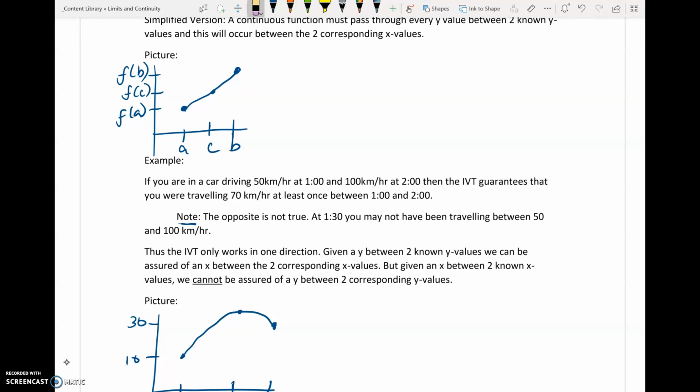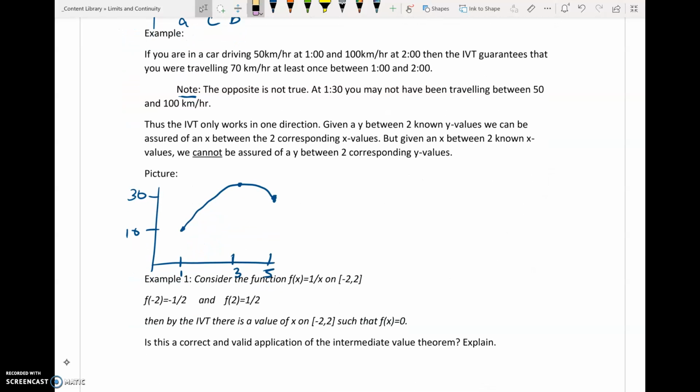But you can't go the other way around and say that at 1:30, you've been traveling between 50 and 100. Knowing that you're just traveling at 50 at 1 and 100 at 2 o'clock, you can't say that you've been traveling between 50 and 100 at 1:30. So the IVT only works in one direction. If you're given a y between two known y values, you can be assured that there's an x between the two corresponding x values. But given an x between two x values, we can't be assured that there is a y between the corresponding y values.